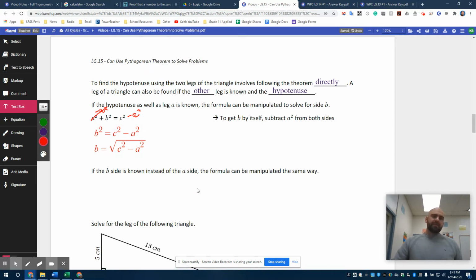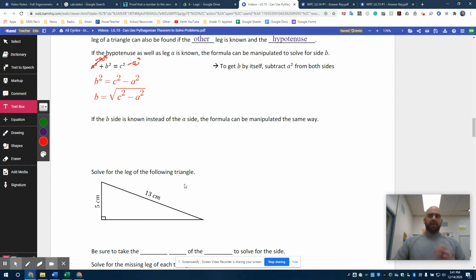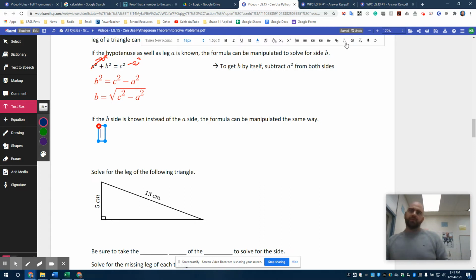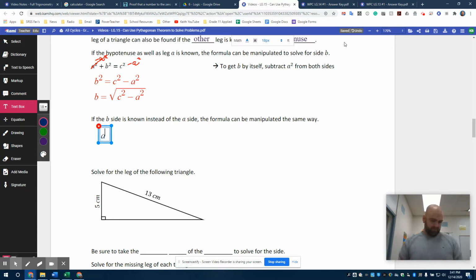Now, if the B side is known instead of the A side, remember that B and A can be flipped around. It doesn't really matter which is which. We can just flip this around, and then A squared is equal to C squared minus B squared. So we do the same thing here, just flip-flop the A and B. They are completely interchangeable.